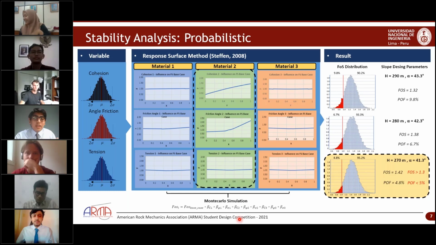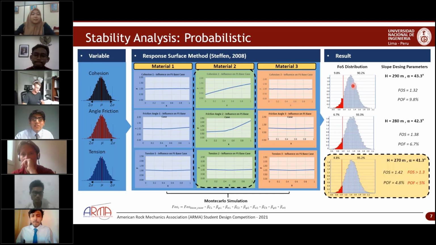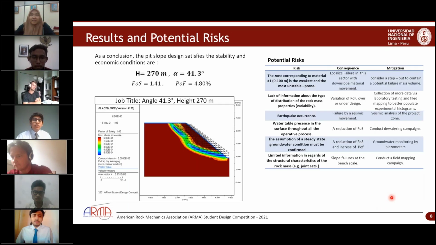And then we use the Monte Carlo sampling technique to run 10,000 iterations and obtained a probability of failure for each height and slope, like this. And so the most appropriate is this, because the probability of failure is 4.8%, which is lower than the maximum allowed. Okay, results and potential risk.